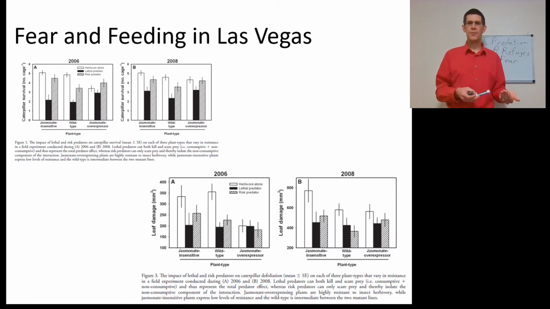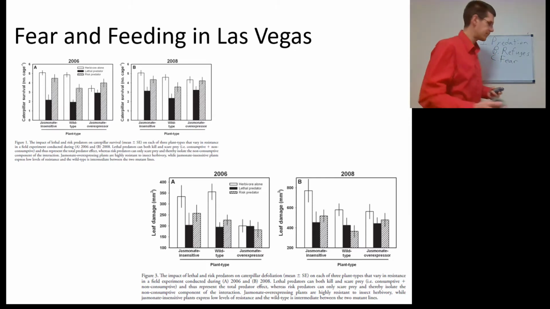Now you'll see the jasmonate wild type, jasmonate insensitive, and overexpressed. I don't want you to concern yourself with that. That's a great other story about plant defenses and a plant's ability to defend itself. This is actually a really good paper, but the focal point here is that a risk predator, the presence of a predator, even in the absence of feeding on the herbivore, can make the herbivore change its behavior enough to have an effect on the plants.